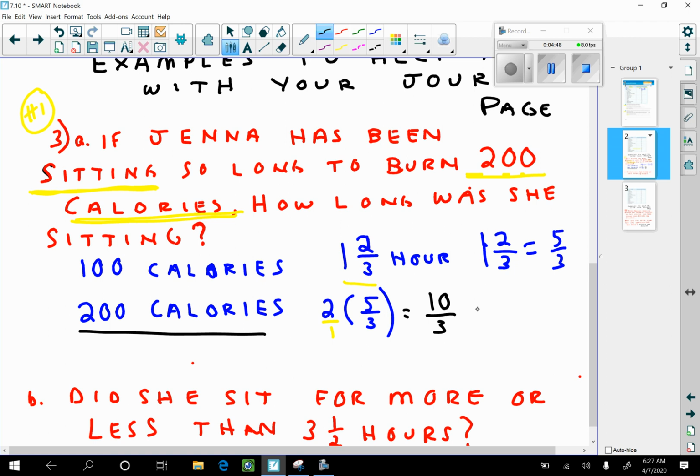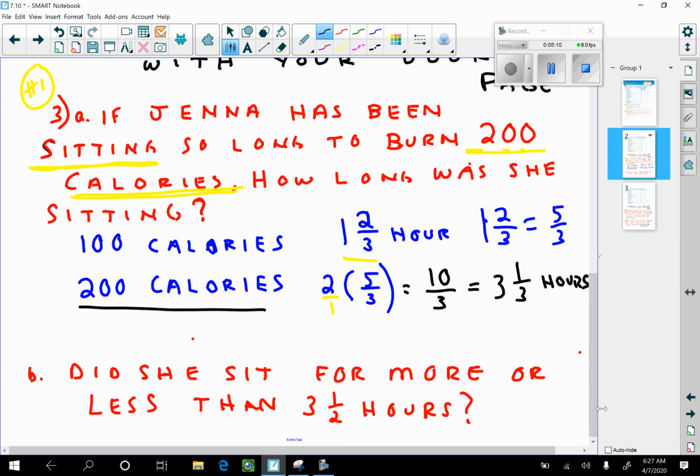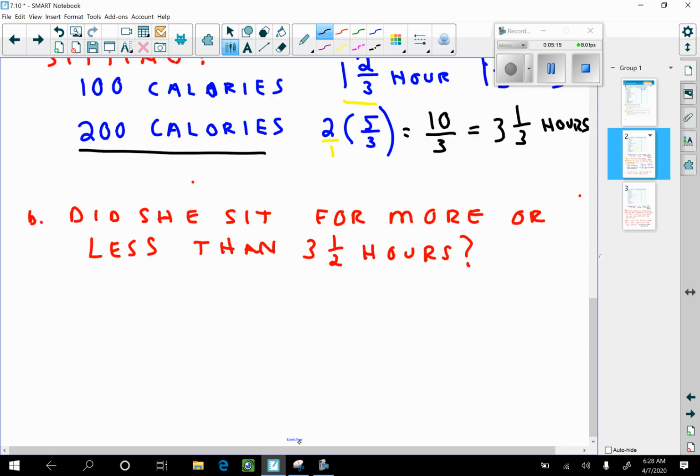Well, we know from a previous lesson that 10/3 is 3 1/3 hours. That's how long she was sitting to burn 200 calories. And then question B, did she sit for more or less than 3.5 hours? Well, all I need to do is compare 3 1/3 to 3 1/2.